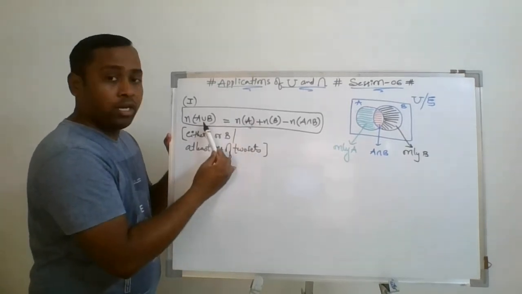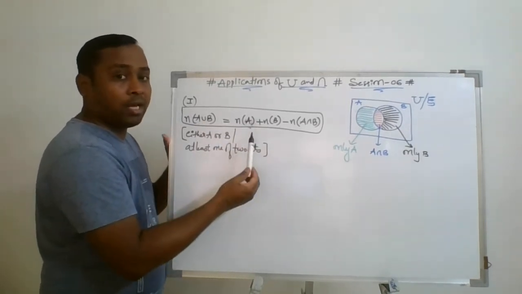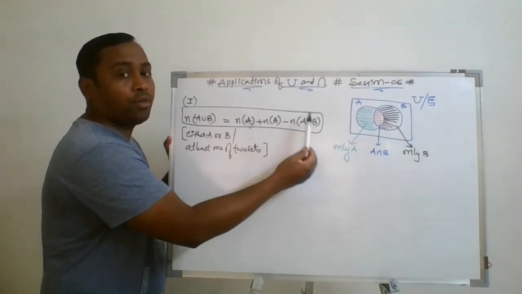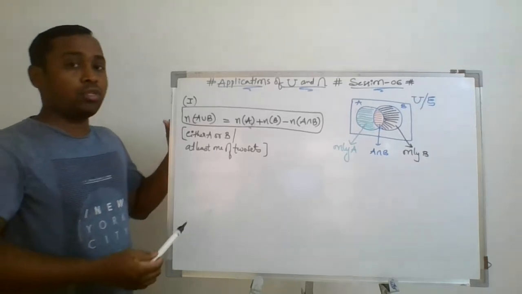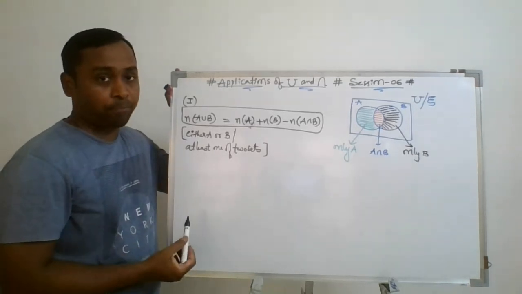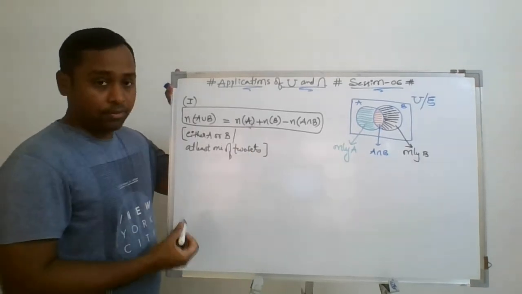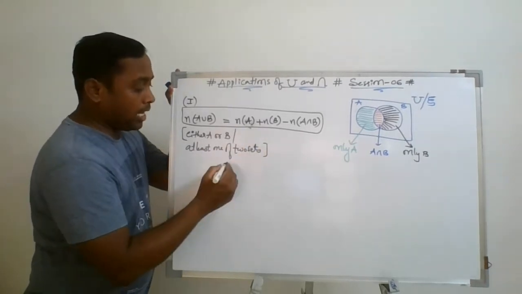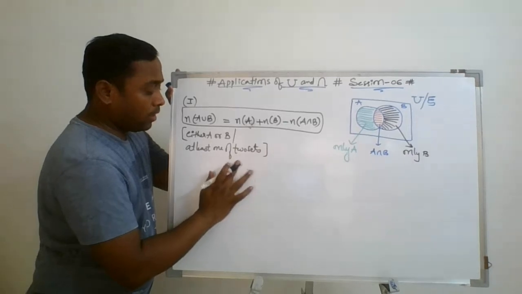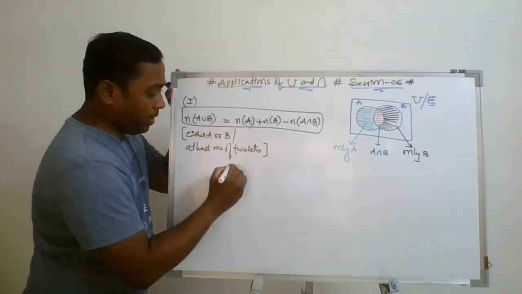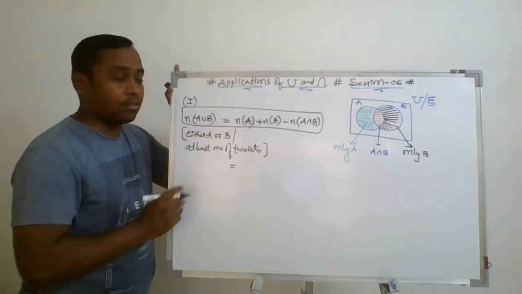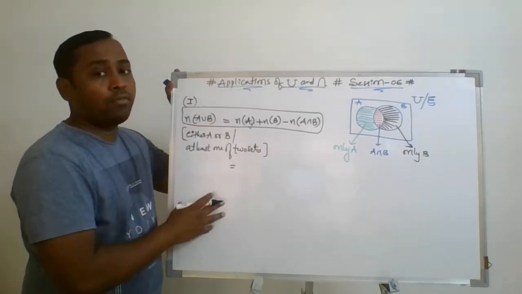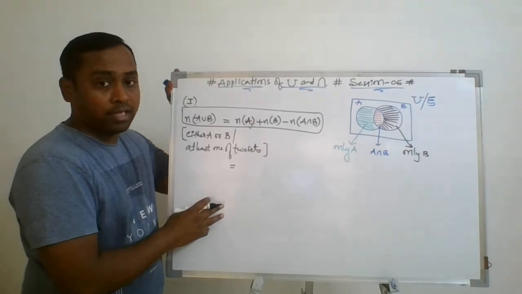Hence, the A union B formula is developed as number of A plus number of B minus number of A intersection B. So this is the fundamental formula. Now based on this, one sub formula can be developed. There are several ways to express number of A union B, and that is what we are trying to discuss here.